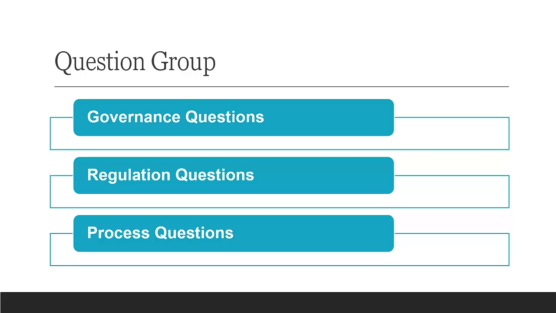Second is, do you need to comply with some regulations? So your questions will be around regulations. And how many processes you have? So you have a question around process. So your actual questions will be organized into 3 categories: governance questions, regulation questions, and process questions. Let's take an example. Do you have a policy? So policy reflects the governance question, which demonstrates they have an information security governance culture.